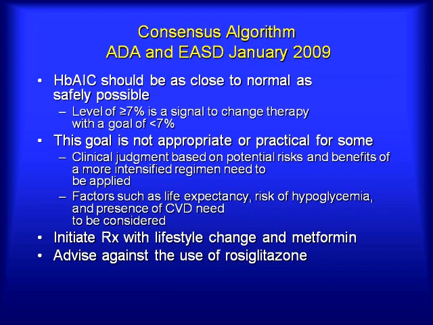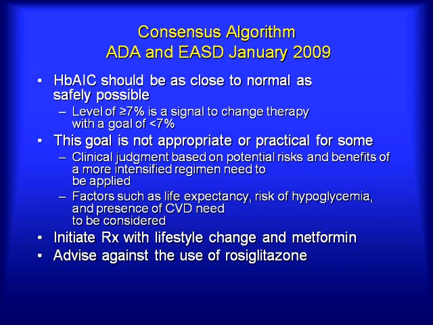So going back to that consensus algorithm by the ADA, the A1C should be as close to normal as safely possible, and a level of over 7 is a signal to change if your goal is less than 7, and this is not appropriate or practical for some. And again, I highlight clinical judgment creeps in here. Somebody in their 70s, 80s, 90s with multiple comorbid problems, an A1C of 7 is not going to be tenable. There's no evidence that that's going to help that patient in the long term, and an A1C there of 8 or 8.5 and avoiding hypoglycemia is probably quite acceptable. You want to avoid hypoglycemia.